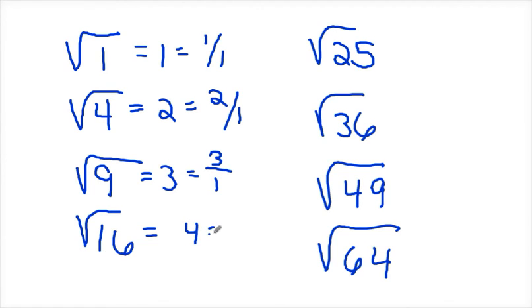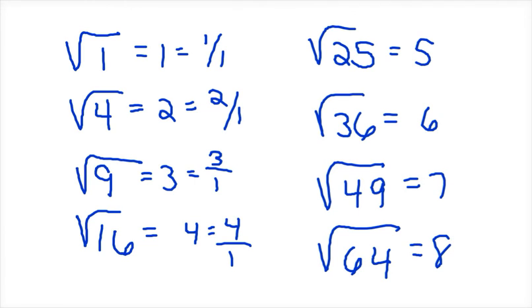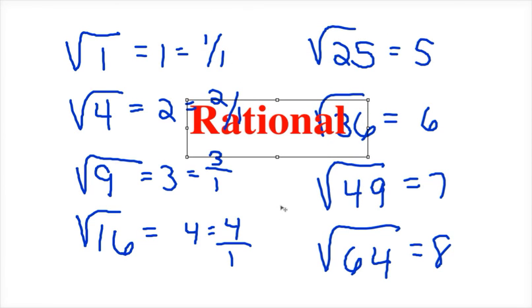The square root of 25 is 5. It is rational. The square root of 36 is 6. It is rational. The square root of 49 is 7. It is rational. And the square root of 64 is 8. It is rational. All of these numbers are rational.